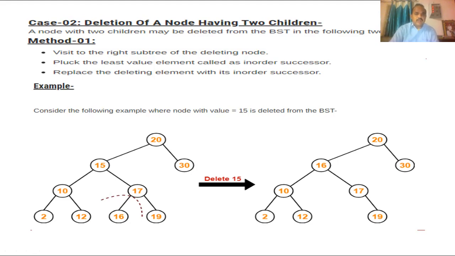Here is an example: consider the following, where value 15 is deleted from the binary search tree. I want to remove this element 15 from this binary search tree, and we should also follow the inorder condition. Simply remove 15. Which is the next greater than 15? 16. Take this and place it into the parent node. Then 15 is removed. Finally we have 15, 10, 2, 12, 15, 17 and 19. This is the final subtree after deletion of the root node.